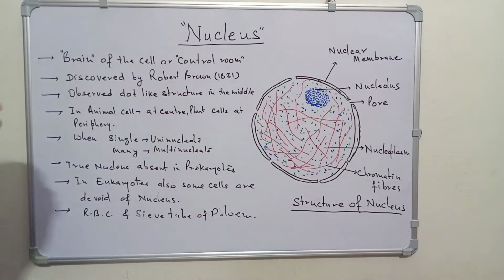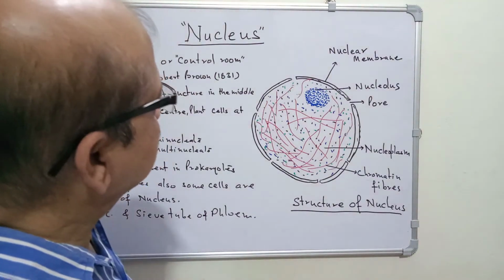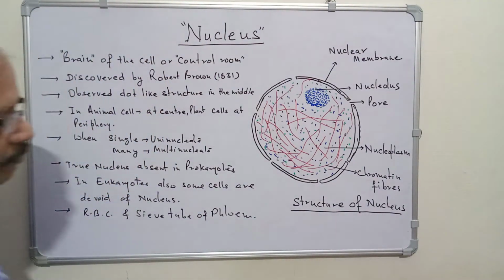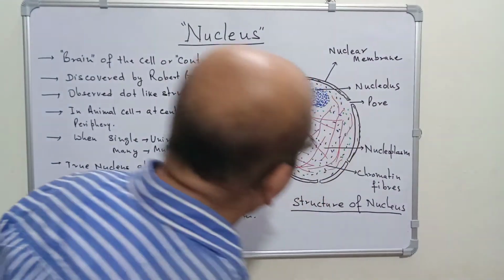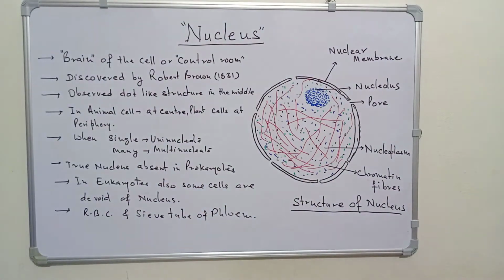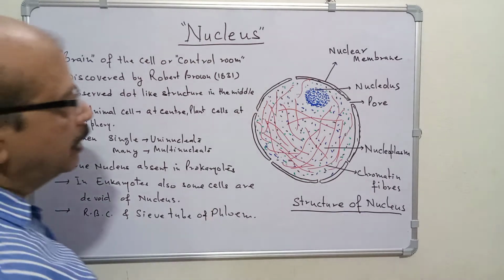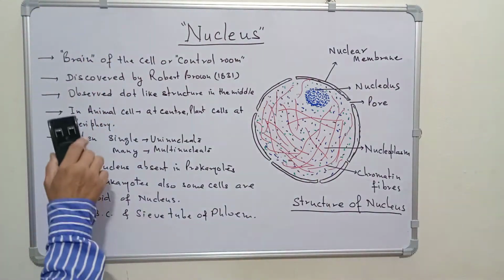Now, why are they called the control room of the cell? What is the structure of nucleus? And what are the functions of various parts? To know that, we will see the diagram, and according to that we will discuss one by one.